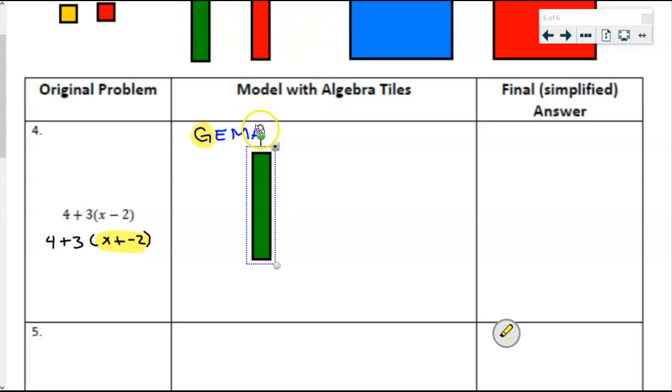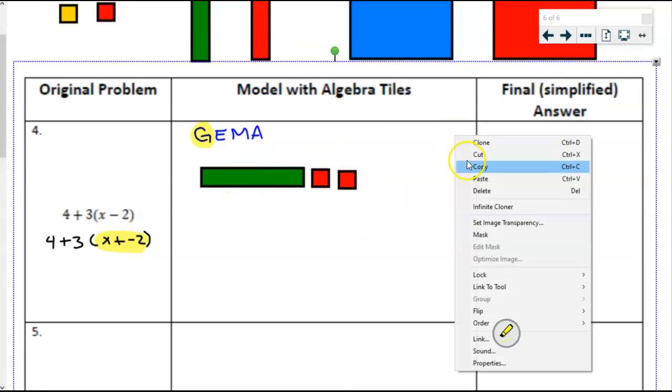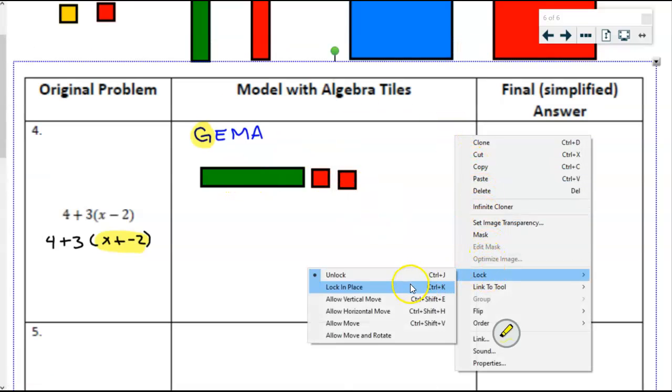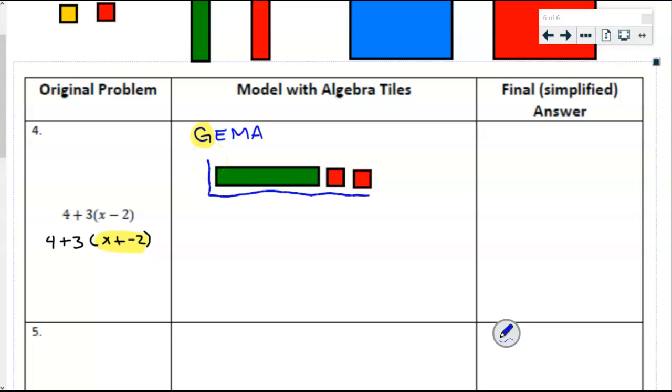What I saw when I walked around the room, I saw an x tile and 2 of these negative tiles, yeah? Oops, hold on. Let me fix that. Because that's what's in a group. And then to show that it's in a group, I can go ahead and put a box around it saying, hey, this is in a group. So we modeled the grouping symbols.